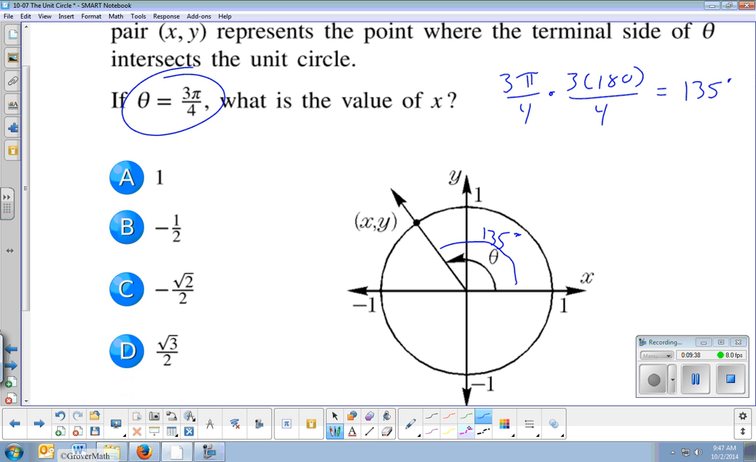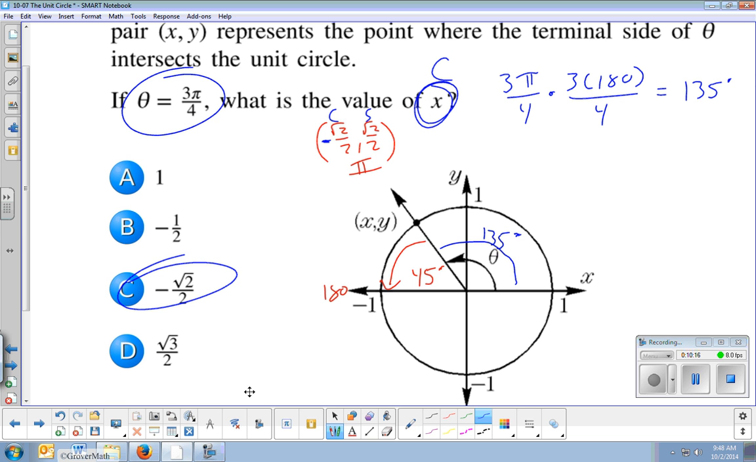But what's more helpful than that is, how far are you from the x-axis? In quadrant 2, how far are we from 180? And 135 is 45 short of 180. And what do we know about the point at 45 degrees? It's rad 2 over 2 and rad 2 over 2. But in quadrant 2, you have to make sure that your x value is negative. Your y value is positive. Your cosine is negative. Your sine is positive. So what is the value of x? What is the value of cosine? Negative rad 2 over 2. If they said what is the value of y or sine, it'd be positive rad 2 over 2.